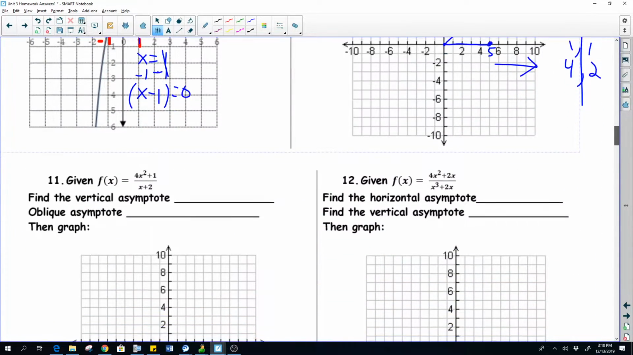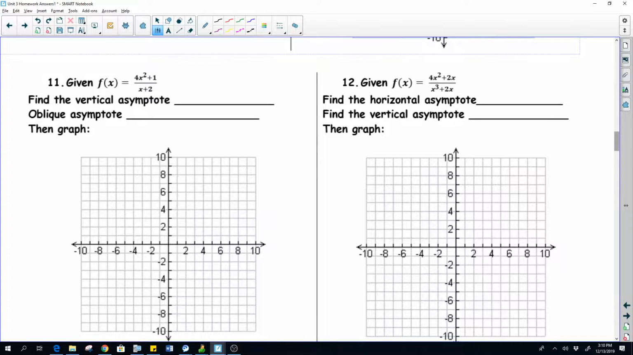Awesome. So there's graphing rationals. We're back with graphing rationals. That was graphing radicals. So graphing rationals is next. Find the vertical asymptote or oblique asymptote, then graph it.